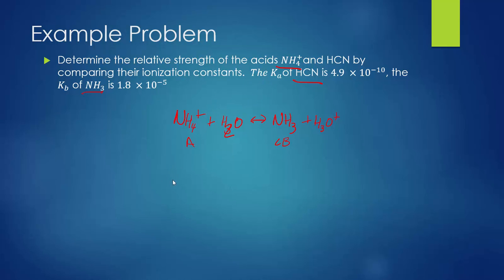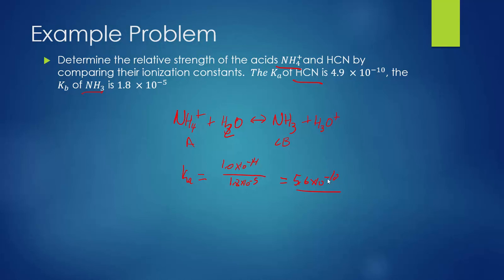This is our conjugate base, which means because we know Kb, we can find the Ka of its conjugate acid. So all we have to do is say the Ka is equal to 1.0 times 10 to the negative 14th divided by this Kb, 1.8 times 10 to the negative 5th. And that gets us 5.6 times 10 to the negative 10th.